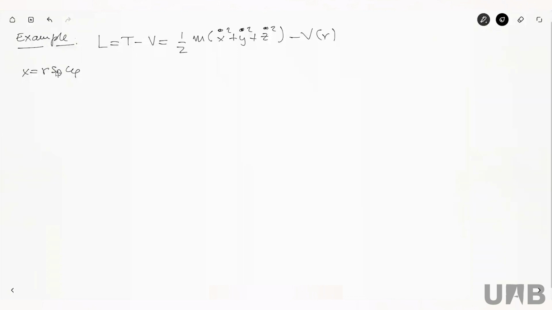So it's r sine theta cosine phi. y is r sine theta sine phi. And z is r cosine theta. Spherical coordinates. So we write x dot in terms of r dot, theta dot, phi dot, y dot in terms of r dot, theta dot, phi dot, and z dot in terms of r dot and theta dot.